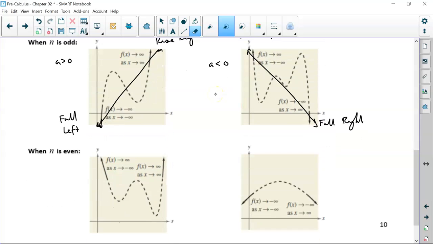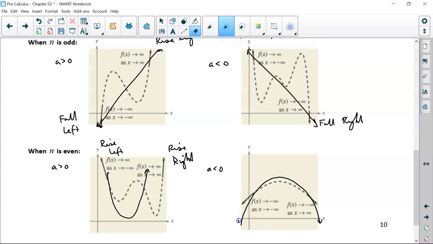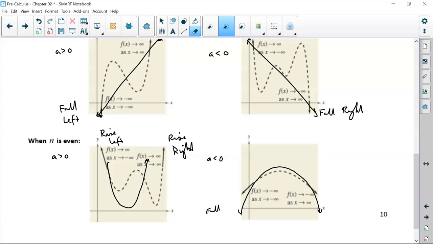When n is even and a is greater than 0, it's going to rise left and rise right. It's going to go in the same direction. So think about a parabola with a leading coefficient greater than 0, it's going to open up. When a is less than 0, when it's negative, think about a parabola opening down. It's going to fall to the left, and it's going to fall to the right. That's what those graphs look like.